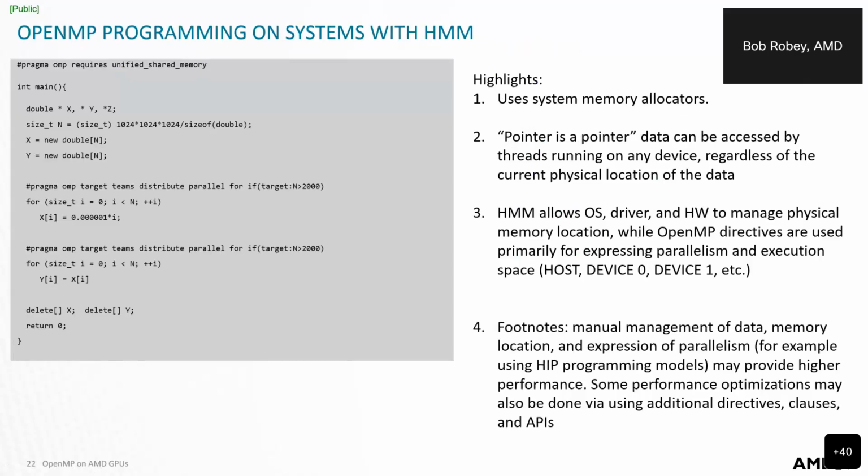So you have to use the right allocators. And in this case, you see we're using the new in C++. And then when you use the data, it's going to try to access it. It will get a page fault, and it will then migrate the data from the CPU to the GPU or vice versa.